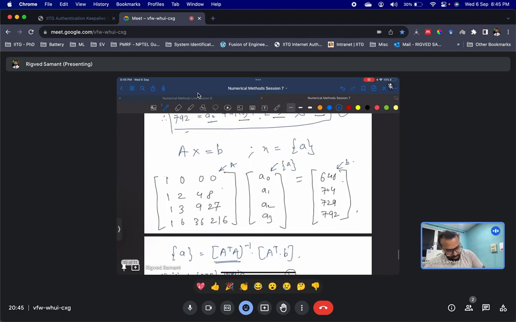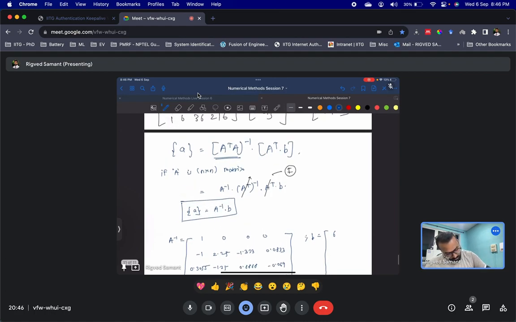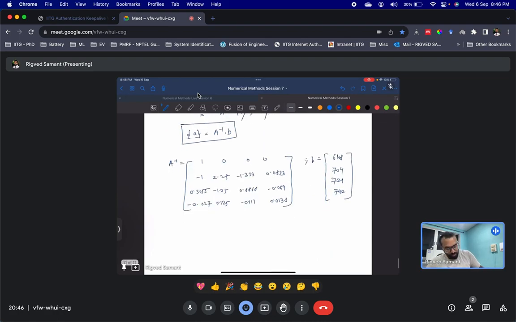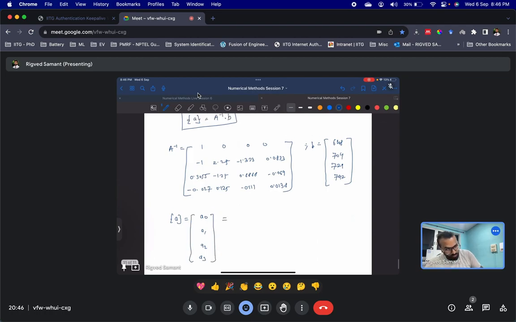Y0, Y1, Y2, Y3 are 648, 704, 729, 792. If you multiply it, you will get the coefficients A0, A1, A2, A3, which are 648, 30, minus 1, 0.